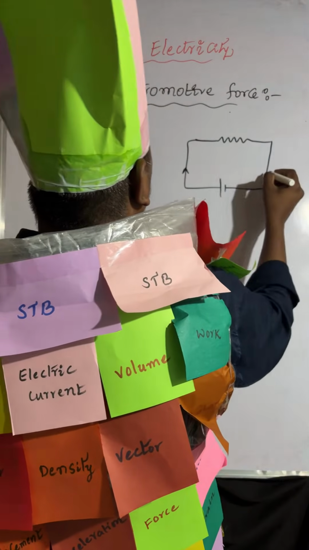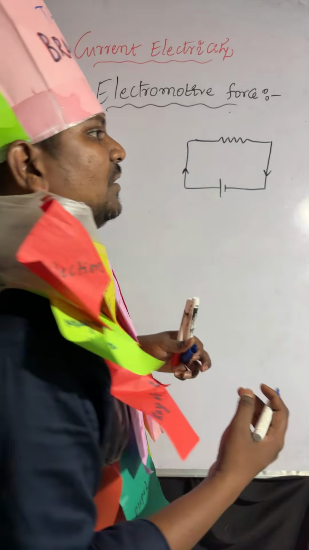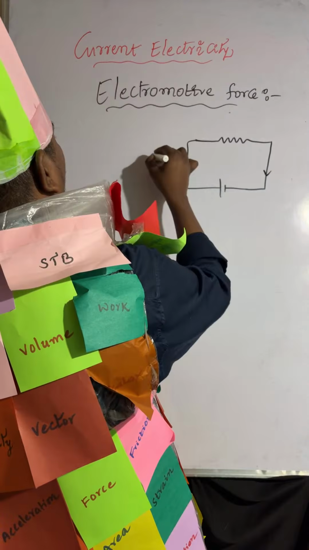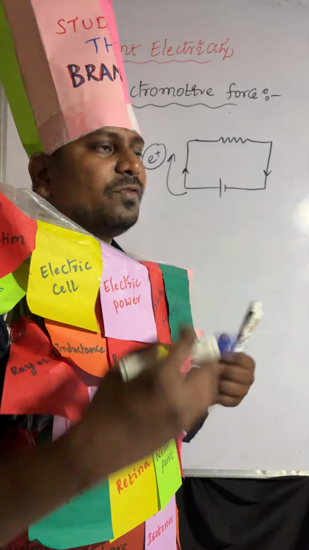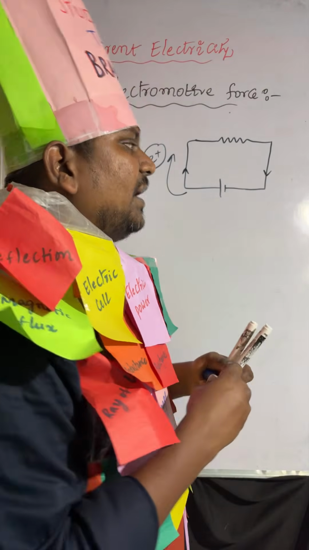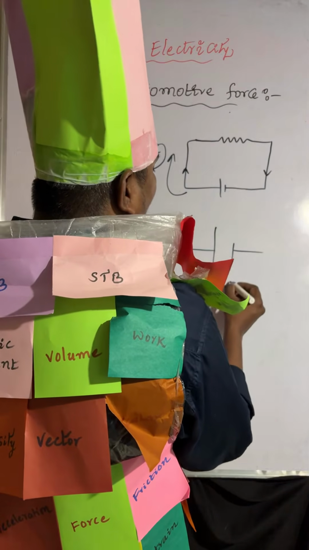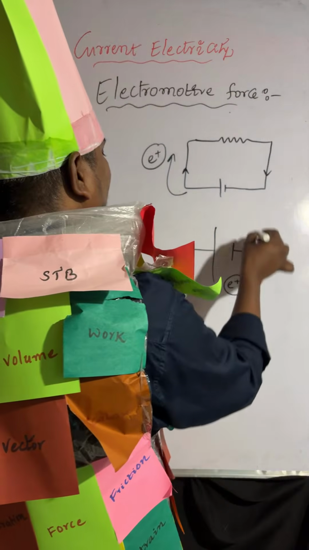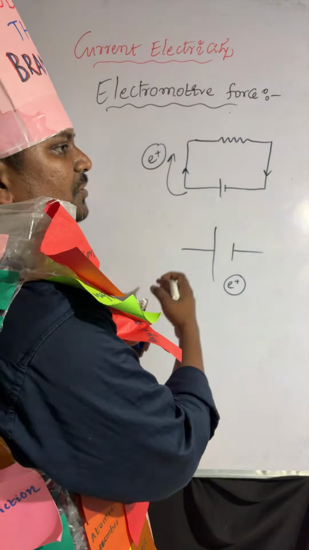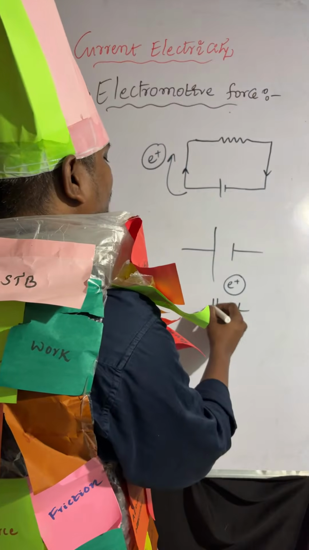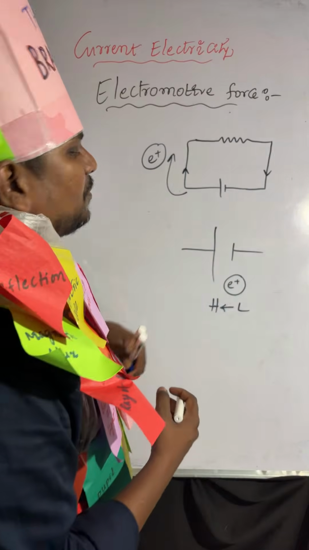if you connect the cell to the circuit, positive charge will move from the positive terminal to the negative terminal automatically, we know that. But in the cell or battery, positive charge will be coming here, right? So after that, from here to here it should move, right? From the negative terminal to the positive terminal, so from low potential to high potential.